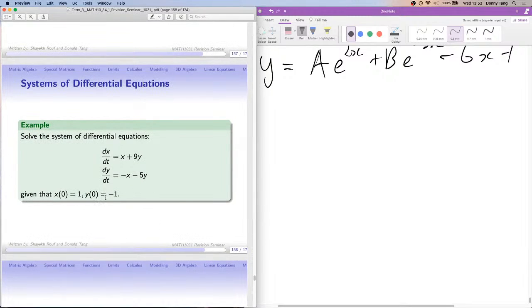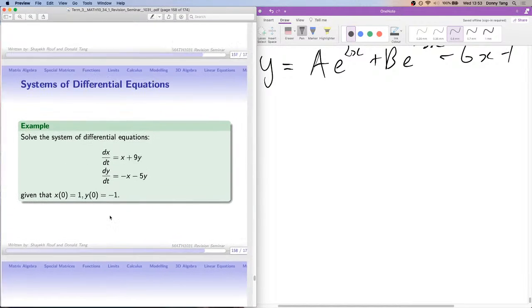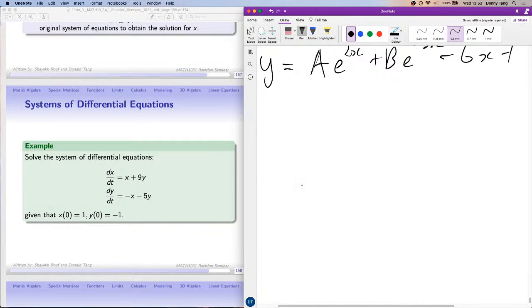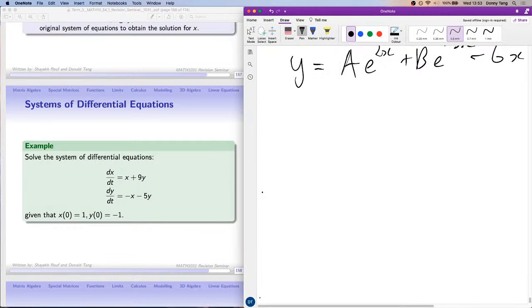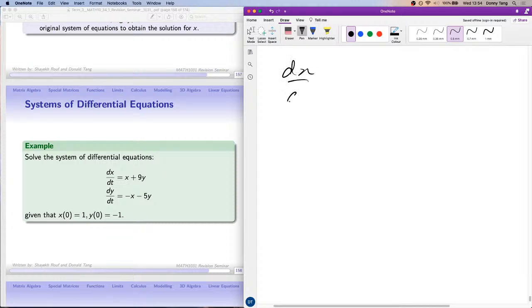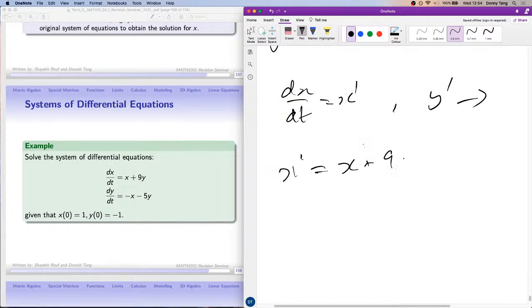Given that x... Look, I would love to go over this, but this is a pretty long system of equations. I'll solve a little bit of it, but I'm not going to go through all of it because this one takes a while. First, we let dx/dt be x dash, and similarly y dash for the other one. So x dash equals x plus 9y. y dash equals negative x minus 5y.